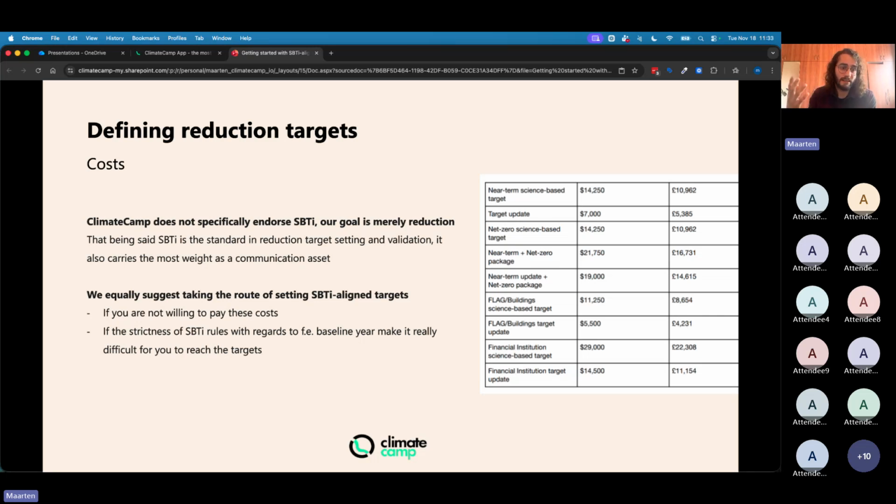So I do want to give this as information. You can set SBTi-aligned targets. You follow the methodology. You make it as good as possible and as close as possible to the requirements of SBTi, but you don't do the standard validation. And in turn, you don't get to communicate that you are SBTi committed. So take it into account. It has costs. It is the standard, but you're not required to. We equally have companies that do SBTi-aligned targets because of these costs, because of the rules with regards to baseline year.